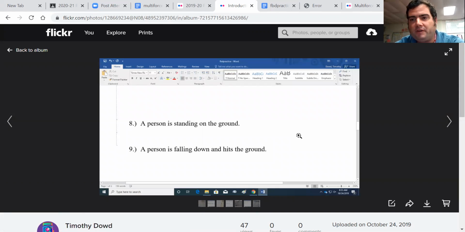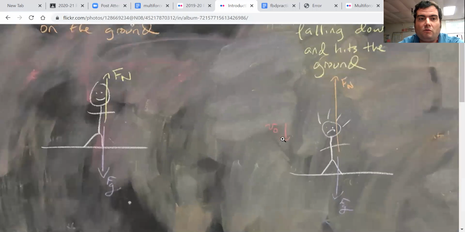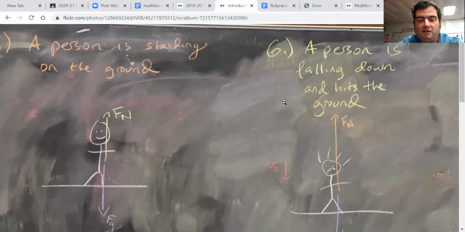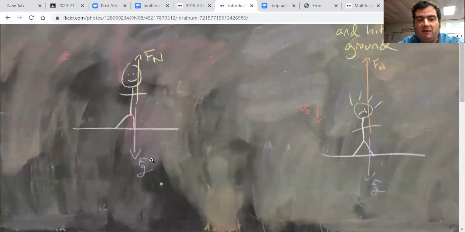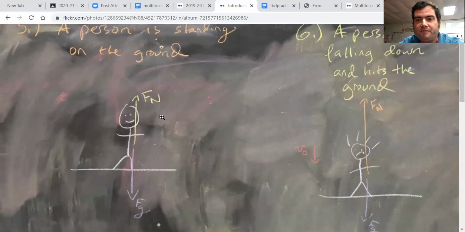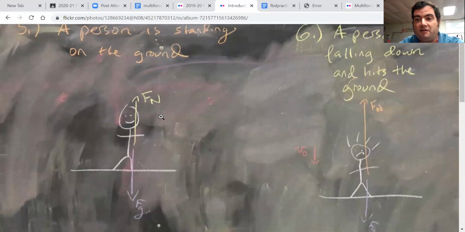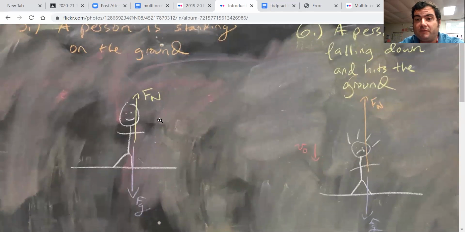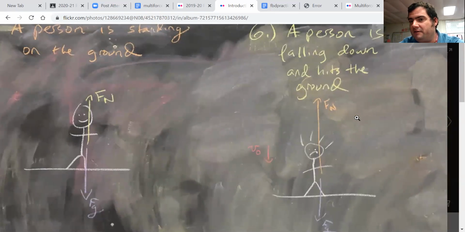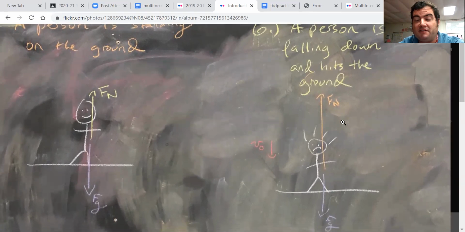Here's another pair of problems that I think are helpful for students to think about. A person standing on the ground versus a person falling and hitting the ground. Those are actually the same question again in some ways. There's a downward gravity force and an upward normal force. And in the case of someone standing on the ground, they're in static equilibrium, the forces are balanced. If the person is currently hitting the ground, they're not in equilibrium because they were moving down and the ground is stopping that.